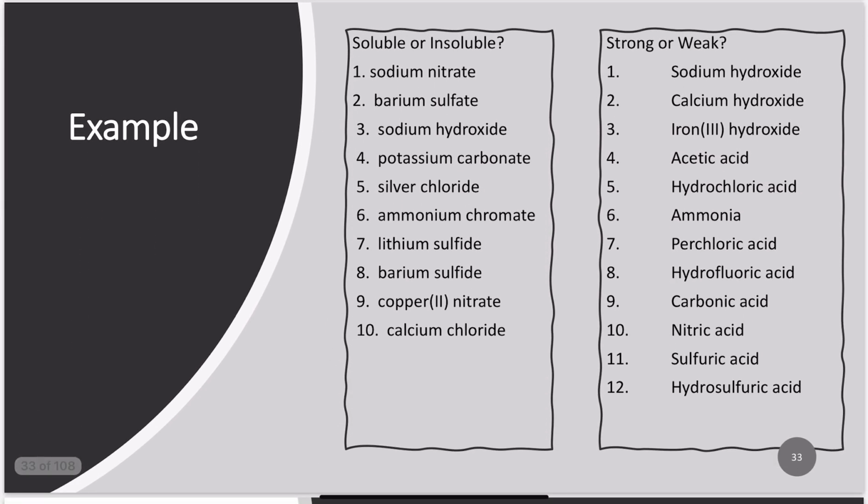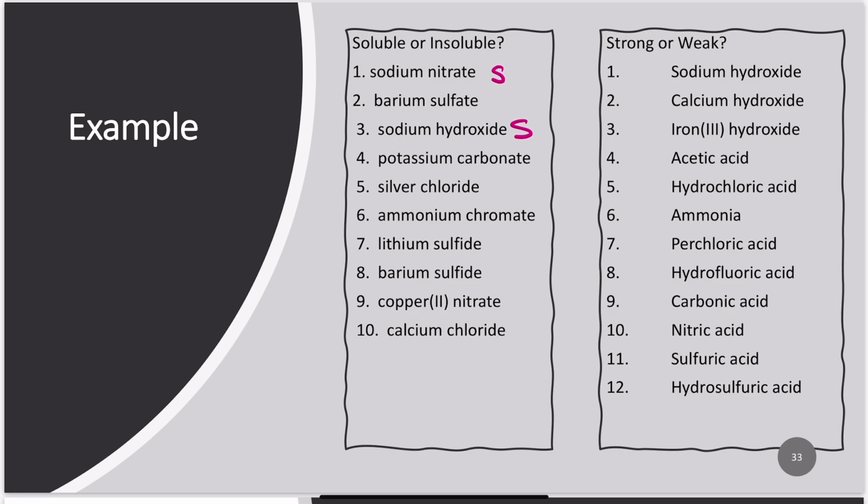So, soluble or insoluble for the first table, and then we're going to go through strong or weak for the second. Let's go ahead and look at what we've got. How about sodium nitrate? Do you guys think that's soluble or insoluble? Well, you've got sodium, which is group 1, always soluble, and you've got nitrate, which is always soluble. So that is most definitely soluble. Sodium hydroxide, strong base, soluble. Oh, I missed barium sulfate.